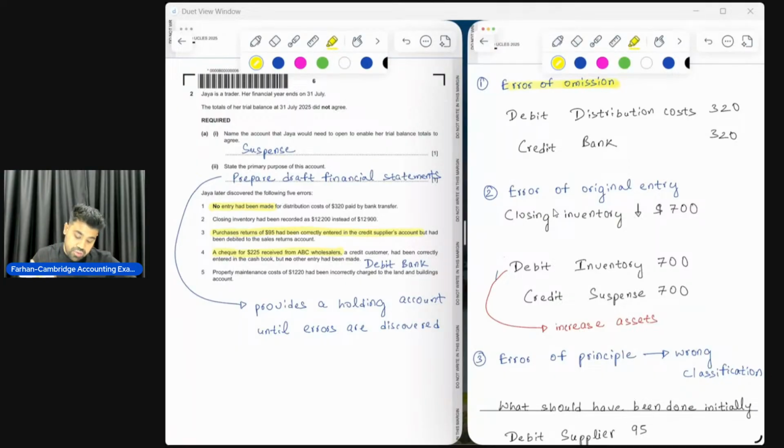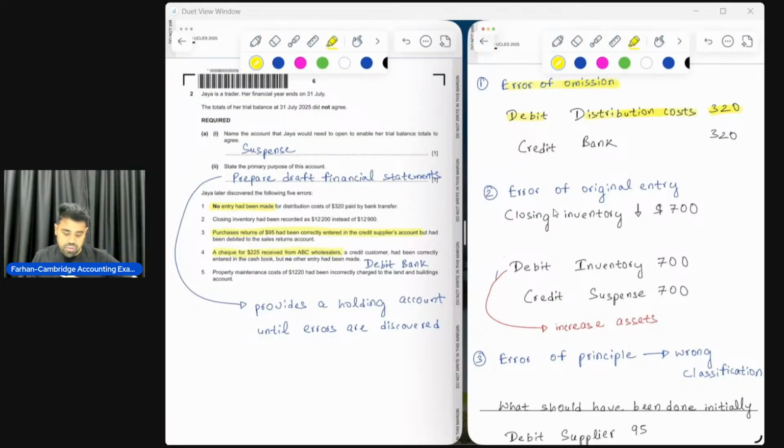Now we understand distribution costs of $320 is an expense that we have incurred. So if we want to correct this error now, we have to increase our expenses. All expenses by default must be debited, which means when you increase them, you must debit them. Therefore, we are debiting the distribution costs to reflect the fact that expenses are increasing by $320.